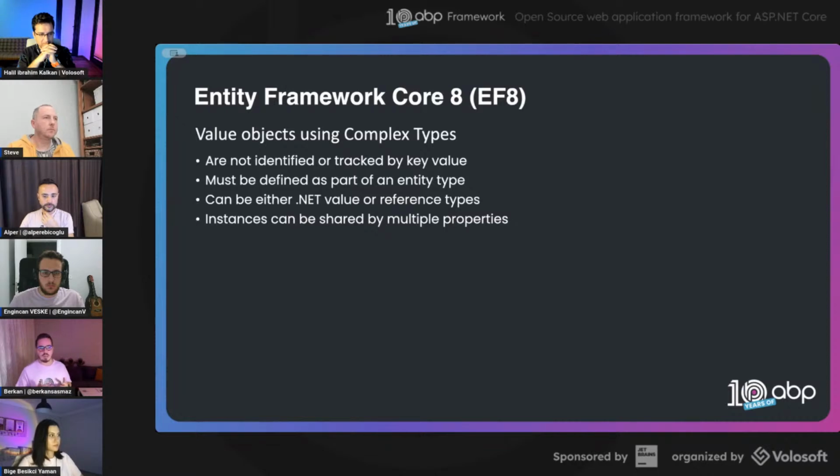Entity Framework Core 8 now supports complex types to cover this third type of object. So, a value object is typically owned by a parent entity object, and using complex types with Entity Framework Core 8 is the best way to create value objects that are stored as part of your main entity.